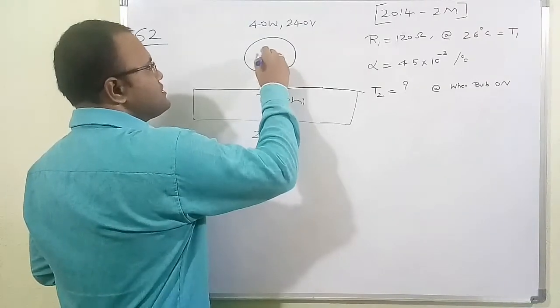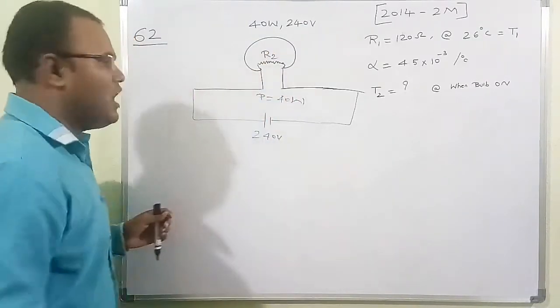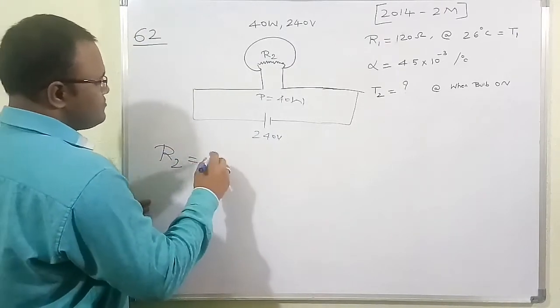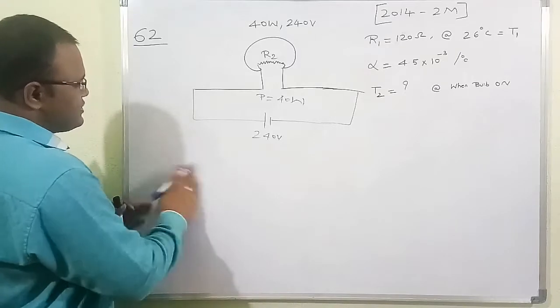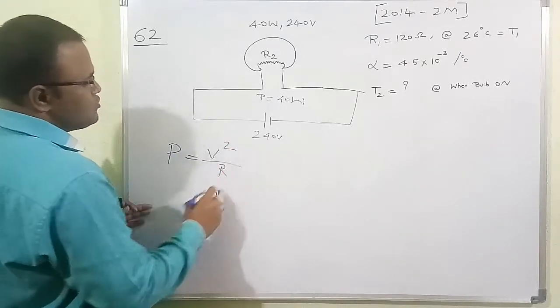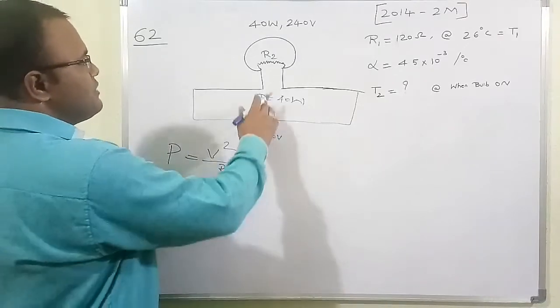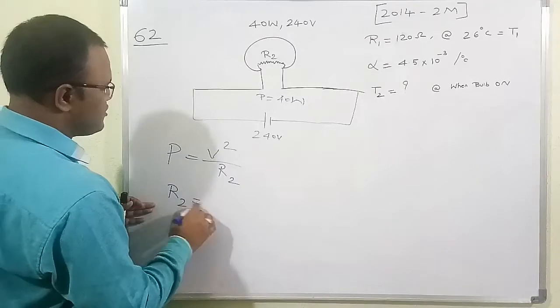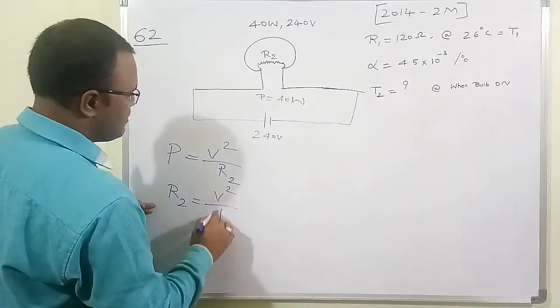So let me assume the resistance of the bulb is R2. We know the relation P is equal to V square by R, where R is the resistance of the bulb. So we need R2, the resistance of the bulb, which is V square by P when the bulb is on.